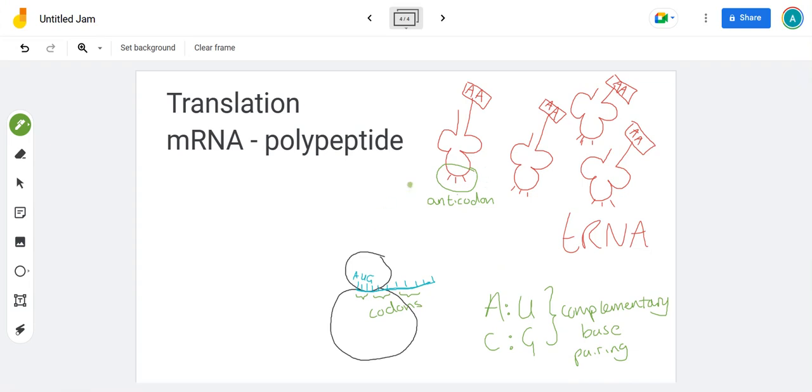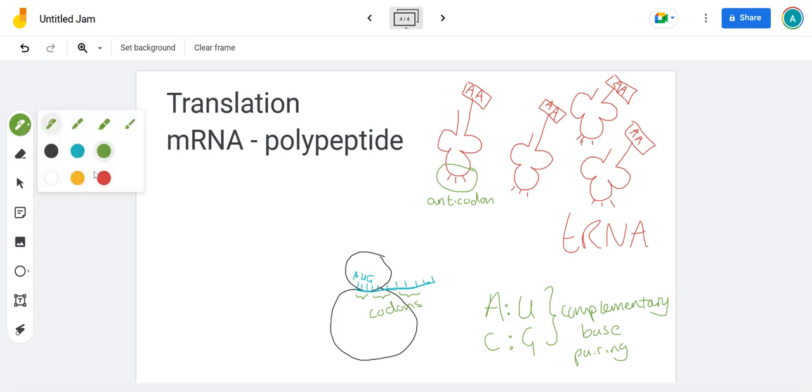So it's literally trial and error. So they might try this one. Is the anticodon complementary? No, let's try this one. Is the anticodon complementary? No, let's try this one. Until the right one binds. Now, whatever this anticodon is, the amino acid that it carries is very specific to that anticodon.